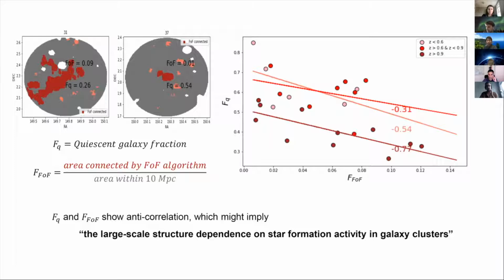Using 74 galaxy clusters, I calculated the quiescent galaxy fraction in each galaxy cluster and the friends-of-friends fraction that measures the prevalence of the large-scale structure by the friends-of-friends algorithm. These two factors are tightly anti-correlated at redshift around 1, which might indicate the large-scale structure is the main reservoir of gas in star-forming galaxies to keep galaxy clusters fresh and extended in size.